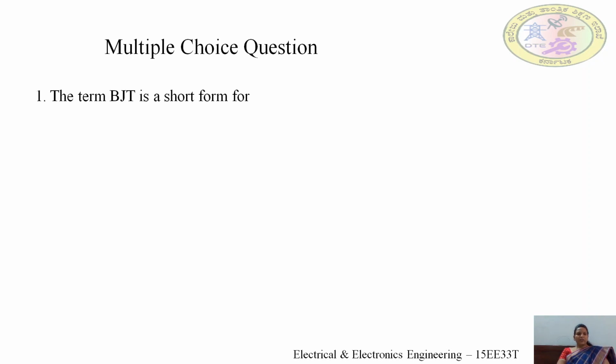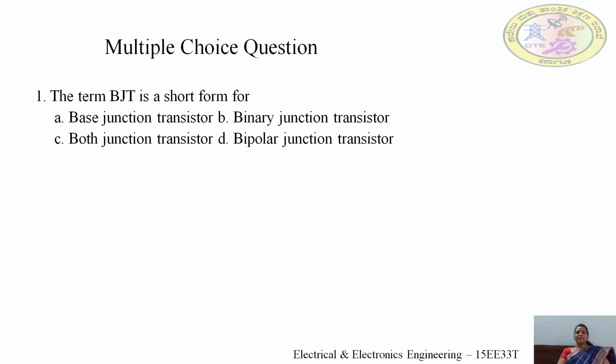So the very first question is, the term BJT is a short form for. So I hope you have all already found the answer. BJT ಅಂದ್ರೆ ಏನು? So let's look into the options. Base junction transistor, binary junction transistor, both junction transistor, bipolar junction transistor. So ಯಾವುದು correct answer? The term BJT stands for, yes, bipolar junction transistor.